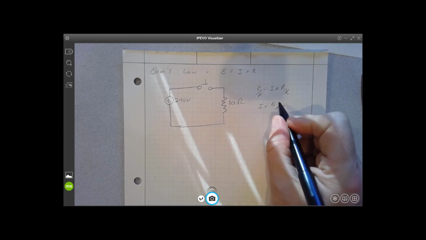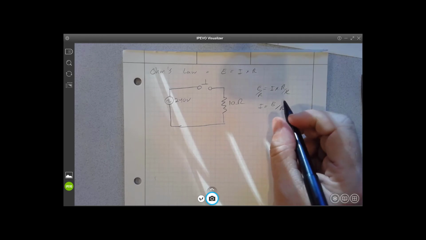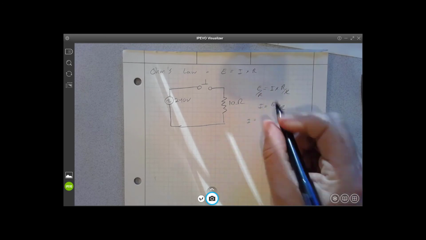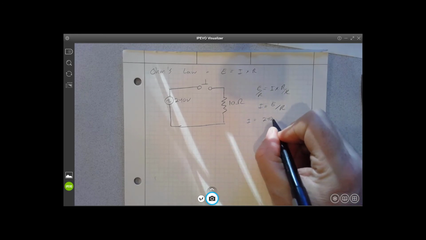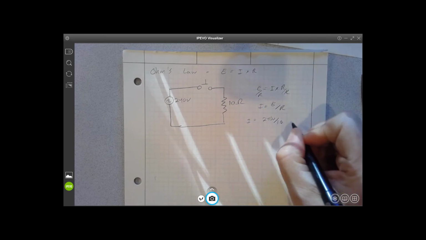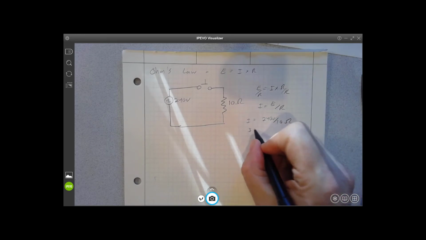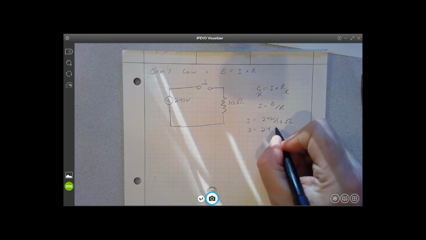So we can plug in the values we have for voltage and resistance here. So I is going to be equal to 240 volts divided by 10 ohms. So in this case then, the current is equal to 24 amps.